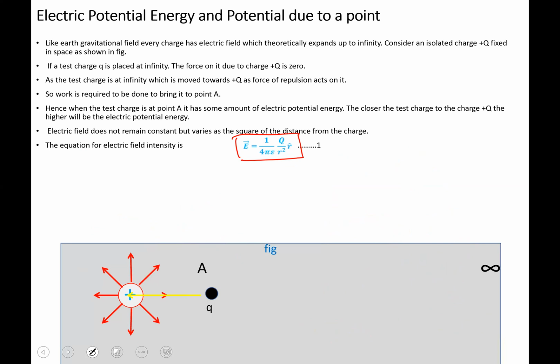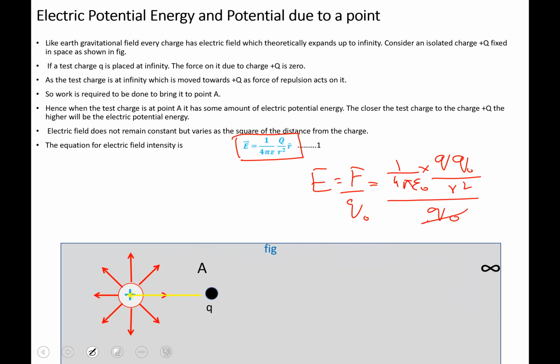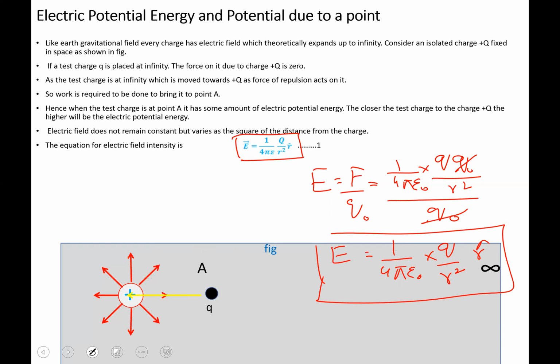E is equal to F over Q. We get 1 over 4 pi epsilon Q over R square, because E is equal to F over Q. We know the value of F, it is 1 over 4 pi epsilon multiplied by Q naught divided by R square, where Q is the test charge. So this Q and this Q cancel out. What we are left with is E is equal to 1 over 4 pi epsilon multiplied by Q divided by R square, and the R unit vector represents the direction of the electric field. So this is how we get the value of E.